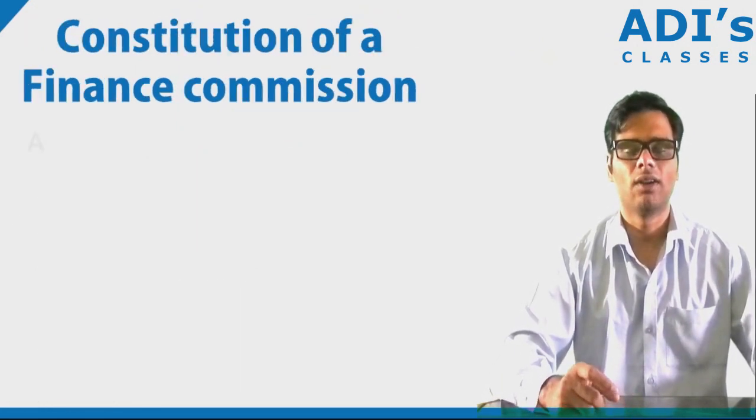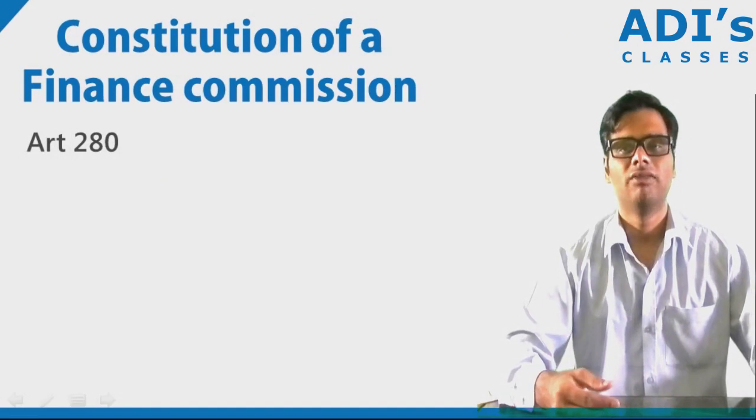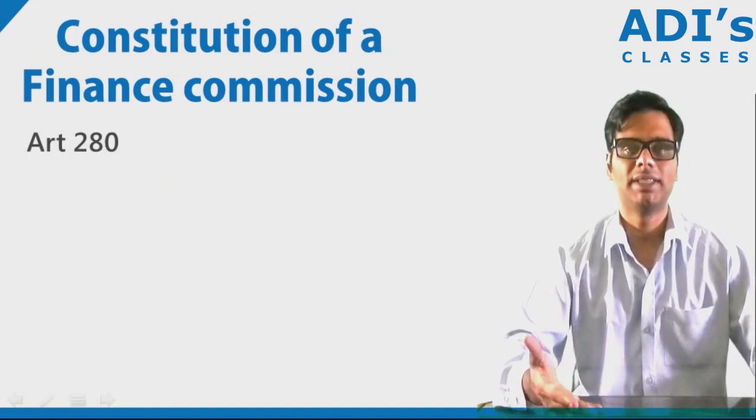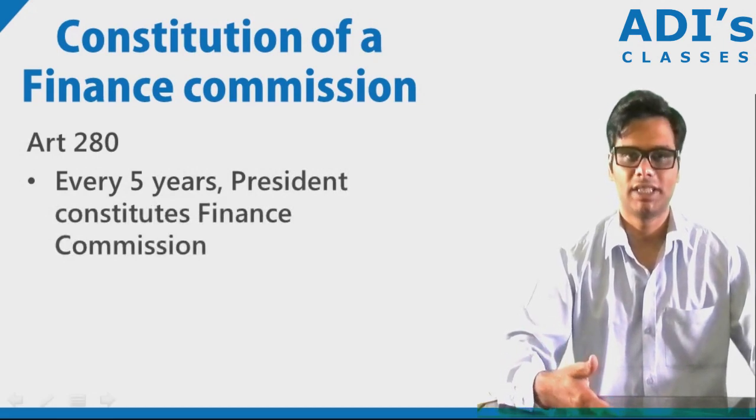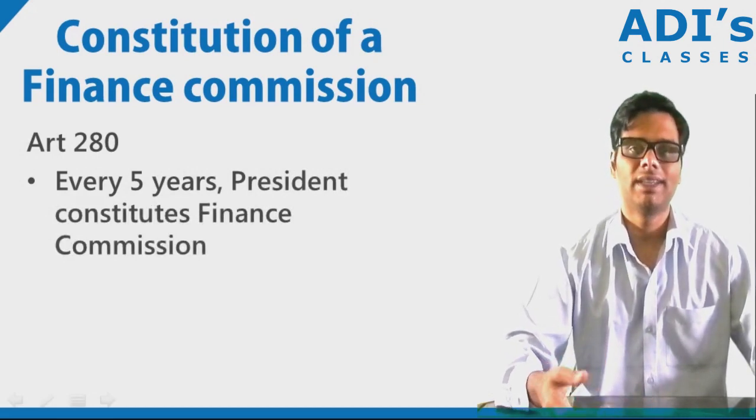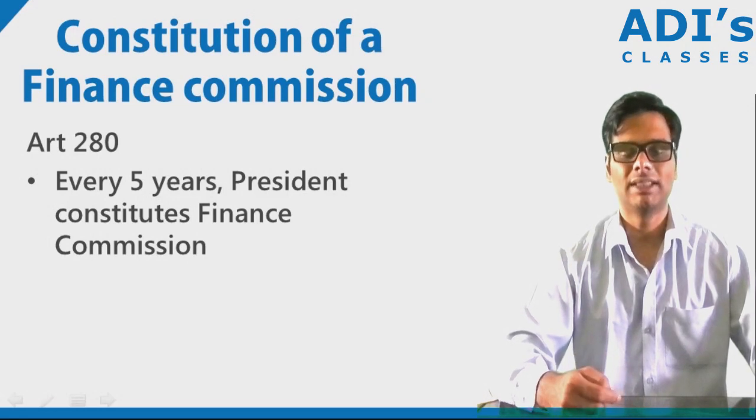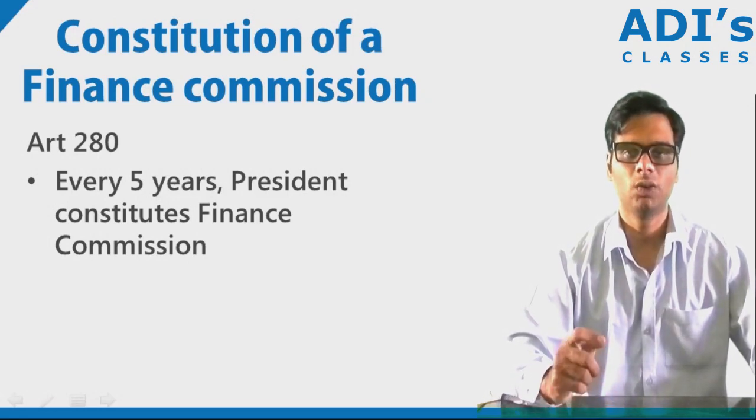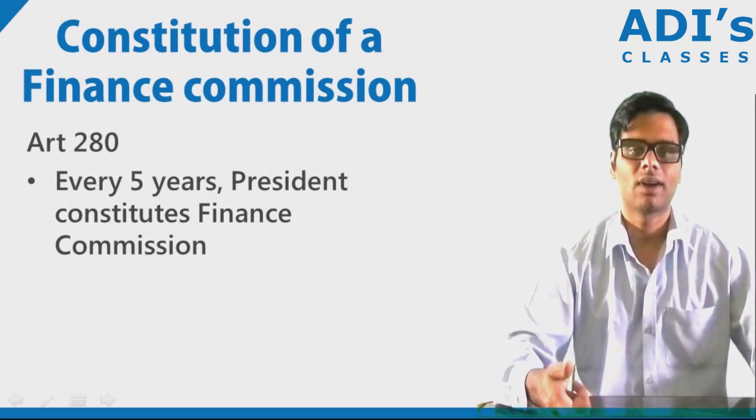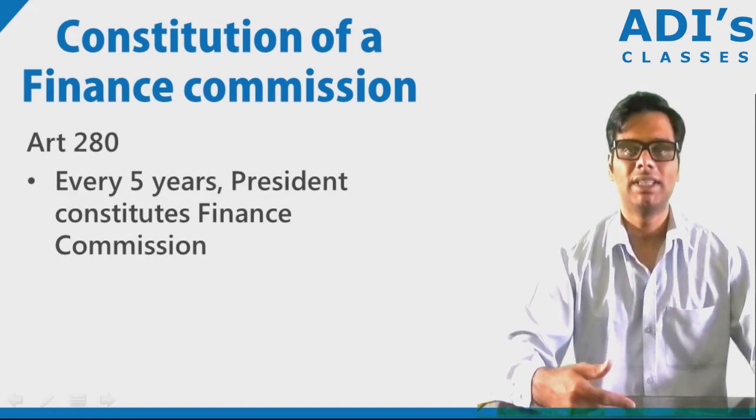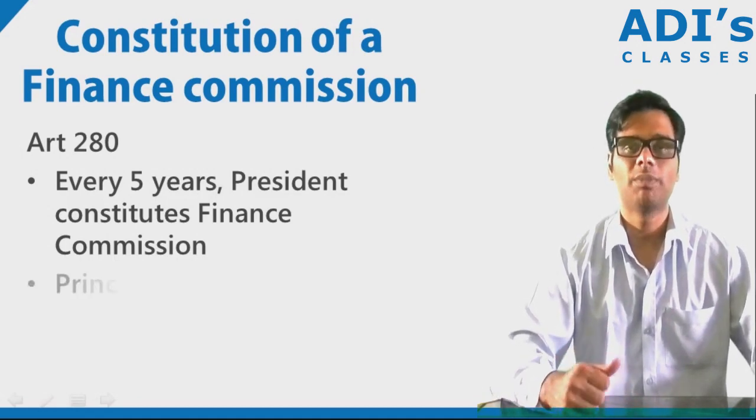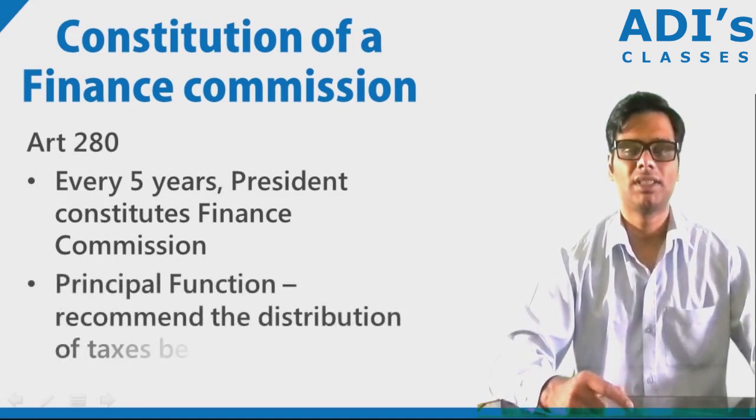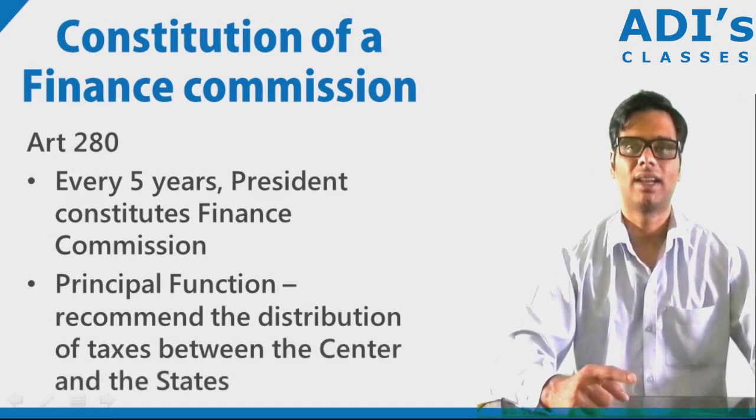The fourth point, the constitution of a finance commission. We have already seen that it is the president who appoints the members of the finance commission, including its chairman. Every 5 years, the president constitutes the finance commission in line with Article 280. The finance commission is a constitutional body. Its principal function is to recommend the distribution of taxes between the center and states.